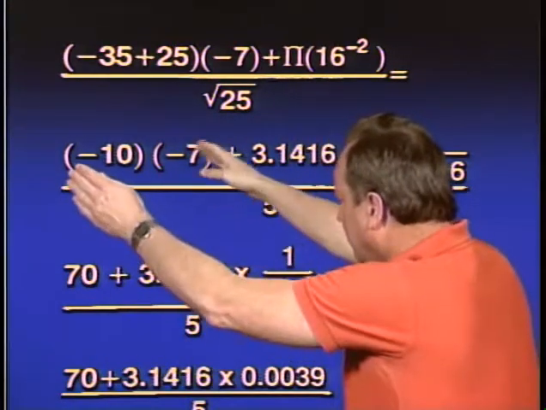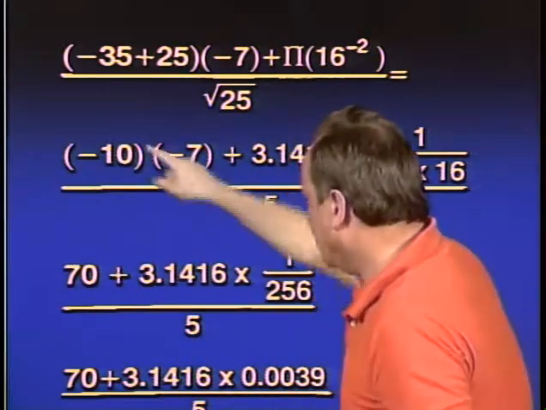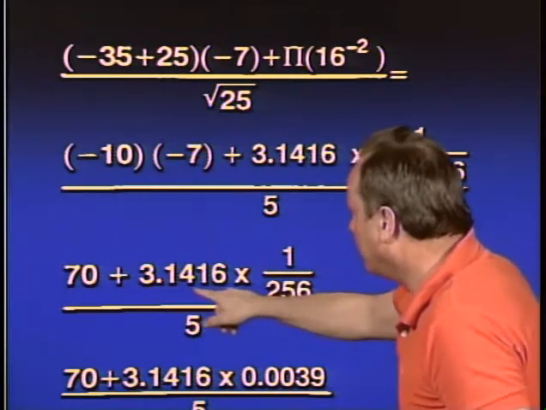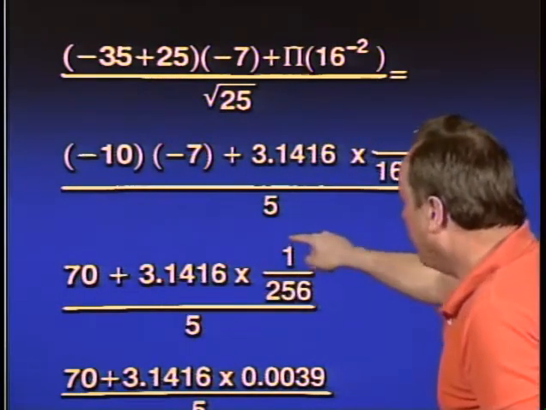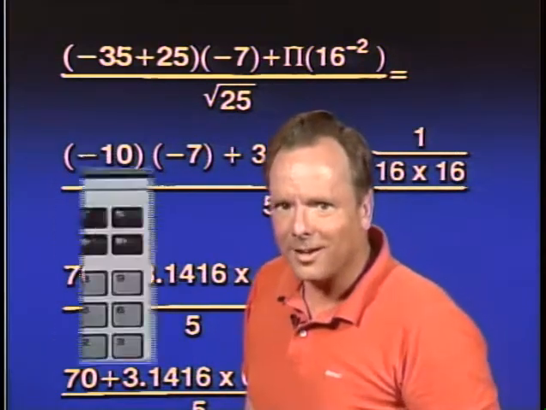We can multiply the minus 10 times the minus 7. By the way, a minus times a minus is a plus, so that comes out to 70. Bring the pi down, that's plus 3.1416. And now we have 1 divided by 256. I can't do that one in my head. Let's you and I use the calculator.